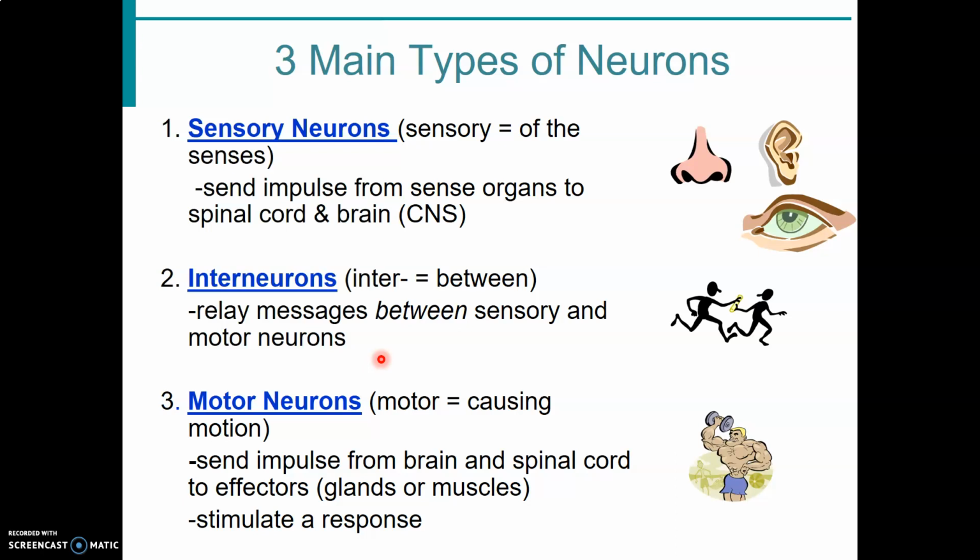Two are called interneurons, inter meaning between. So these primarily function as the middleman between our sensory neurons and motor neurons. And so they relay messages between these two specific types of neurons. And motor neurons, right, cause specific types of motion. And so they send impulses from the brain and spinal cord, once it's been processed, to effectors, either muscles that we want to move or glands that need to secrete any type of substance in response to that stimulus.